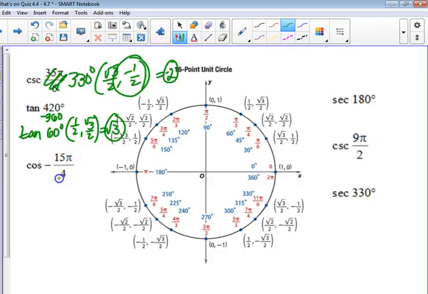-15 pi over 4 changed to degrees. I think it's -675. If we add a couple 360s, we get 45. Did anybody else get that? So changed to degrees and made positive by adding some. We're here at this ordered pair. What's the cosine? That one's not hard. Okay.